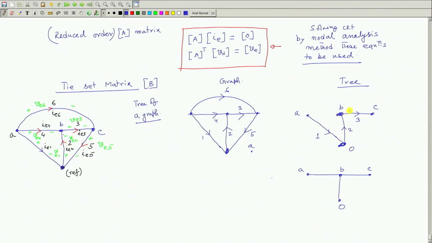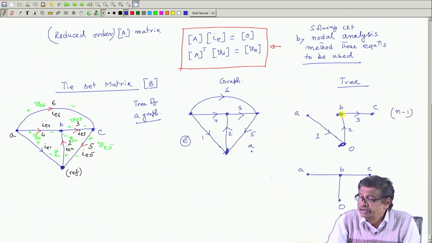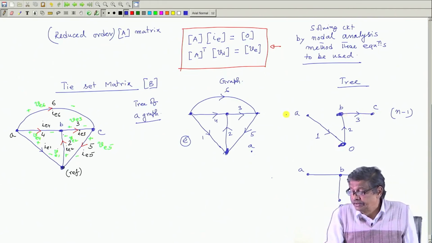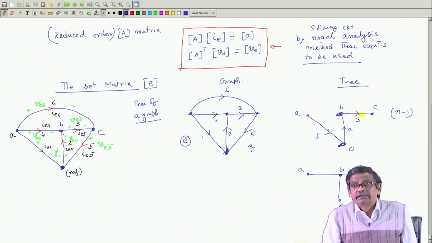Now, the question is how many elements will be present in a tree? If the total number of edges is E here, how many elements will be present in a tree? The number of elements which will be present in a tree, if the number of nodes is n, is n minus 1. You see it, there are 4 nodes, 3 branches will be present. Now, a tree consists of branches or edges.